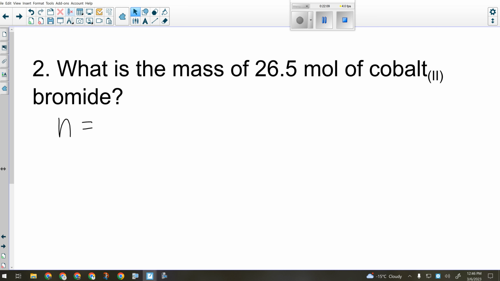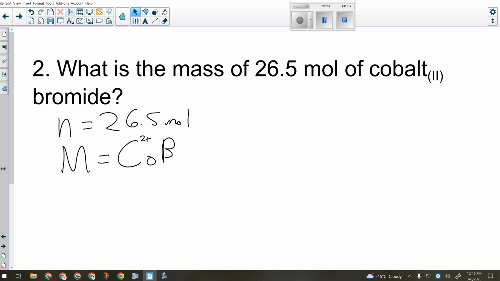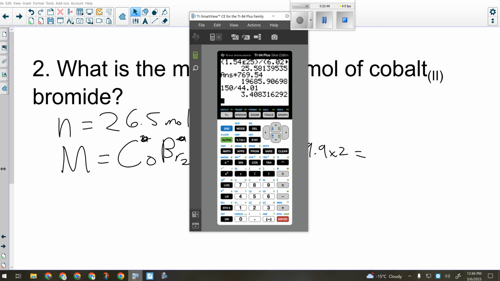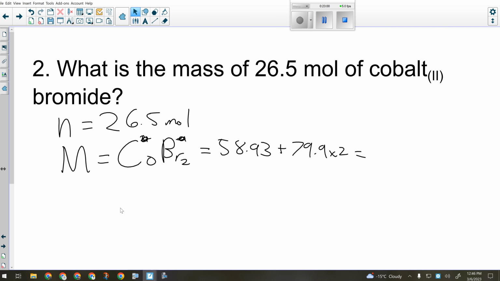So they told us n, 26.5 moles. And they told me it's cobalt 2 bromide. Okay, so that's Co2+ and Br-. So when I drop and swap, I'm going to get CoBr2. Okay, so cobalt is 58.93, and there's only one, plus two bromines, which is 79.9 times two. Okay, so 218.73.